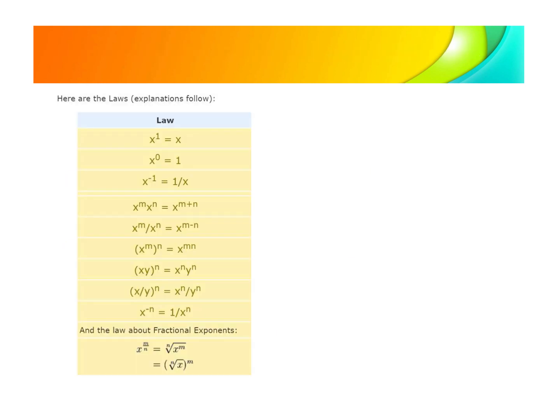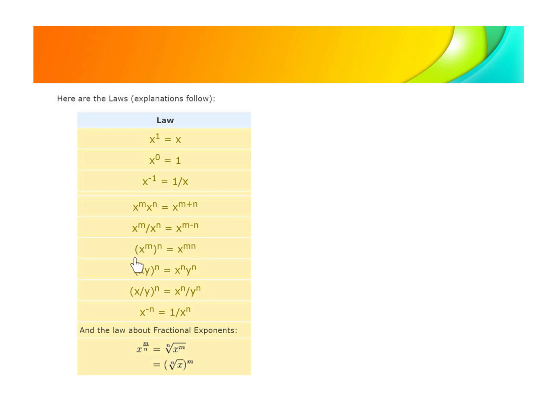So here are the laws of exponents that follow. x to the 1st power is just itself. Anything to the 0 power is 1. When you have a negative exponent, it flips the fraction over. When you have the same base and you're multiplying them, you're going to add the exponents. If you're dividing, we end up subtracting the exponents. If you have a power raised to a power, we're going to end up multiplying them.